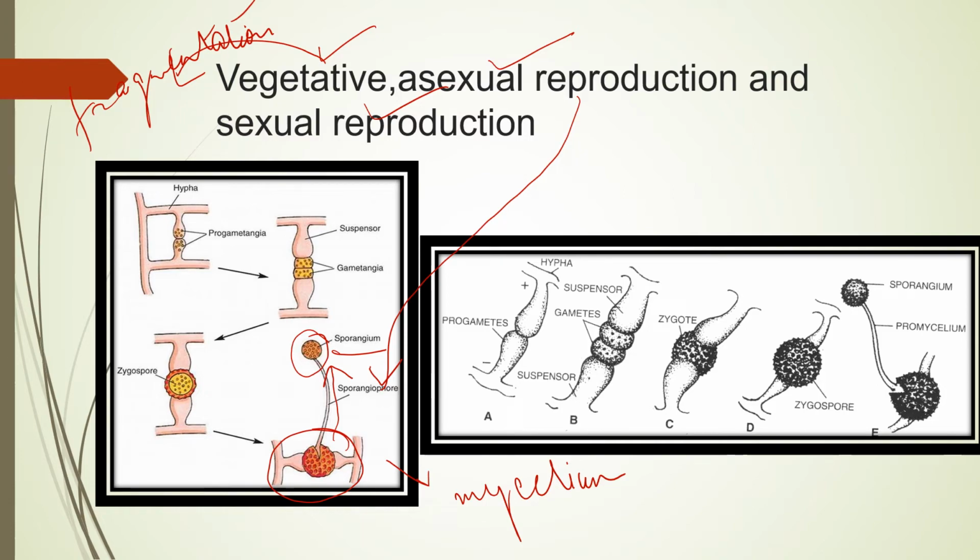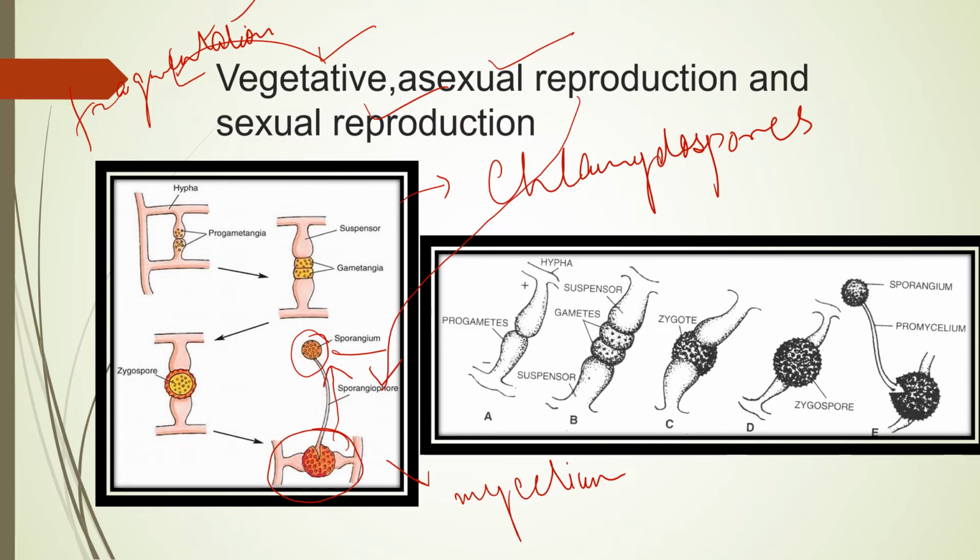Now after this stage, in this asexual reproduction process only, there is a stage where there is formation of chlamydospores. So what are these chlamydospores? They are formed under unfavorable conditions. They do not develop under favorable conditions.